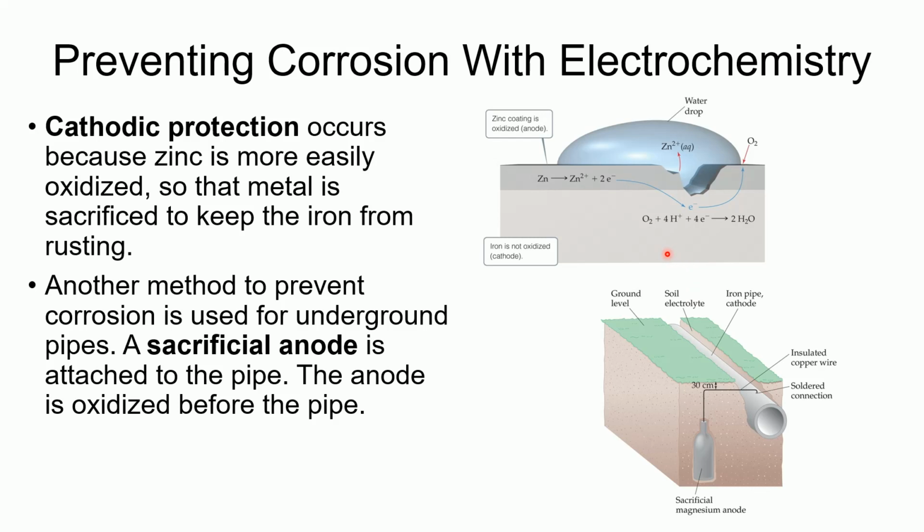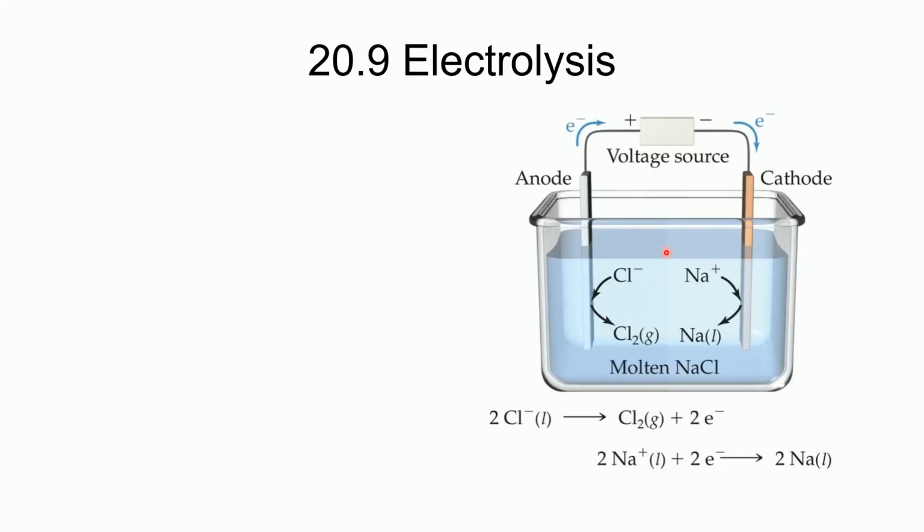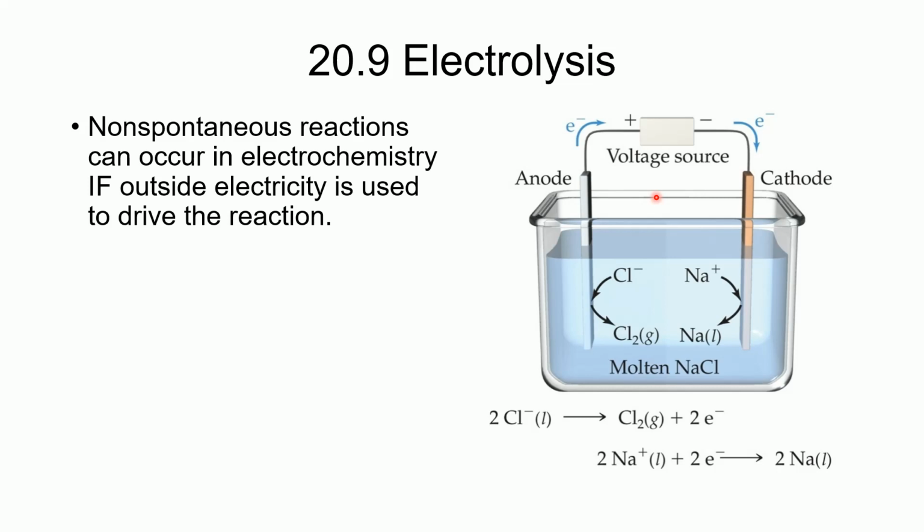So, all right, we're now ready to talk about our last topic, which is electrolysis. And electrolysis is the process where we purposely make a reaction go in the non-spontaneous direction. So we can force non-spontaneous reactions to occur if we have an outside source of electricity. And so here is an example. Normally, if we had sodium and chlorine, and we put those together, it would make sodium chloride. Well, we can take sodium chloride and convert that into chlorine gas and sodium metal.